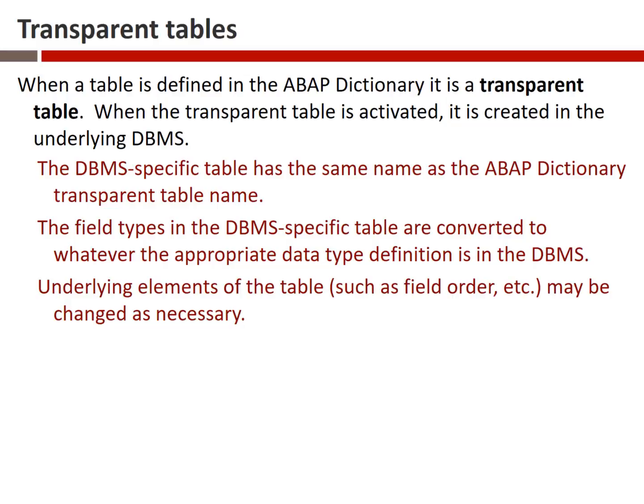In addition, underlying elements of the table, such as field order, etc., may be changed as necessary. And in fact, SAP does some really weird things in their databases. You will see tables, and you don't see an abundance of this, that are called cluster tables. And a cluster table may have a huge number of fields. It may have, let's just say for sake of argument, 350 fields.